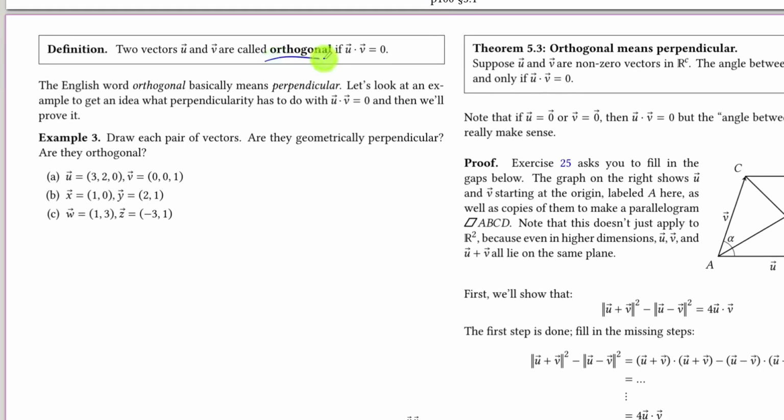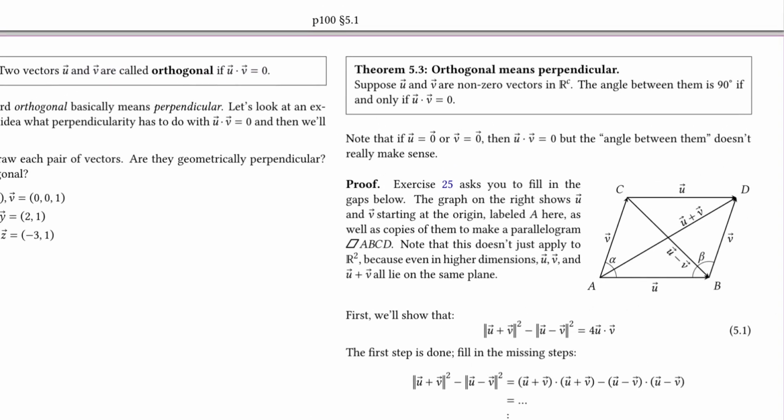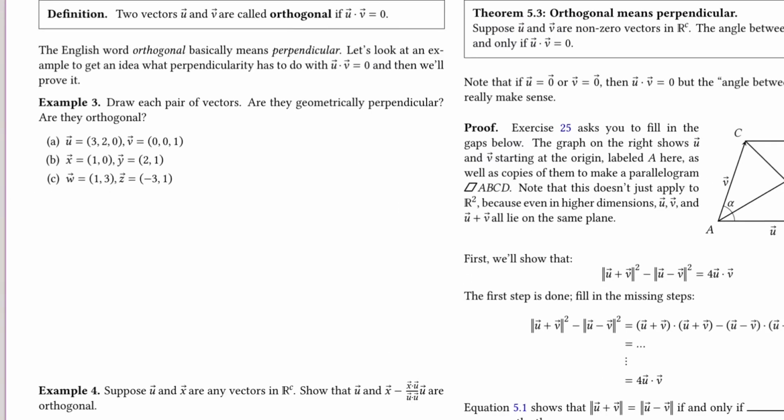Let's look at what orthogonal means. Well, the definition of two vectors being orthogonal is just that their dot product is the number 0. And it turns out that means the same thing as the two vectors meeting at a right angle. This theorem proves it. We'll look at that in a minute.